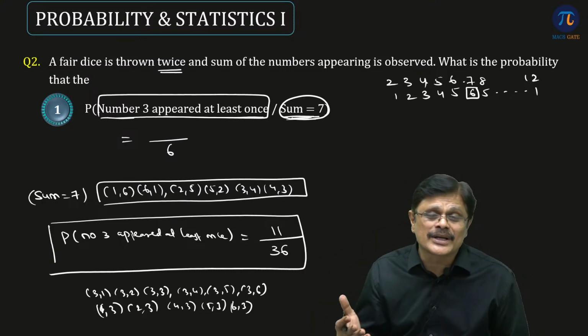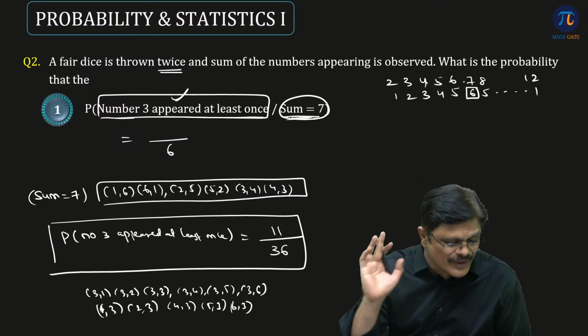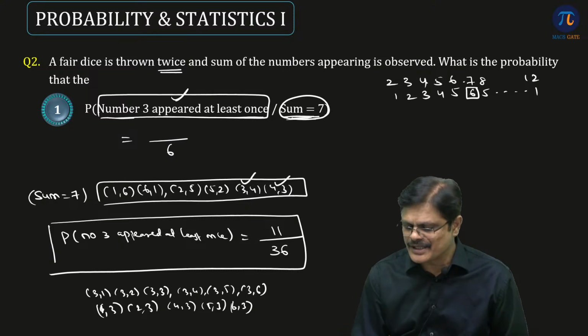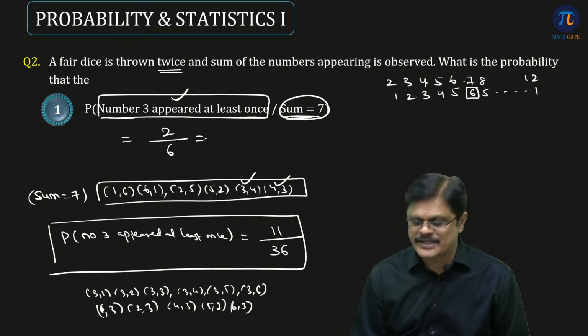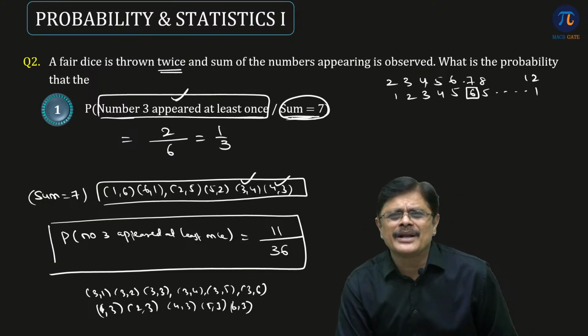When these 6 outcomes happened, what is the probability that number 3 appeared at least once? These 2 cases. 2 cases favorable out of 6. So what is the answer? 1 by 3. Please note, conditional probability is not difficult.